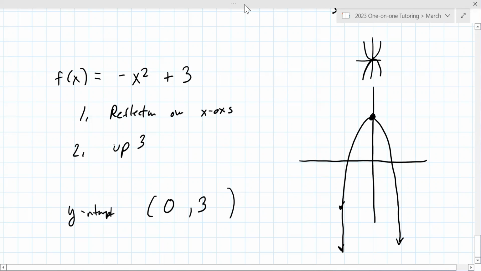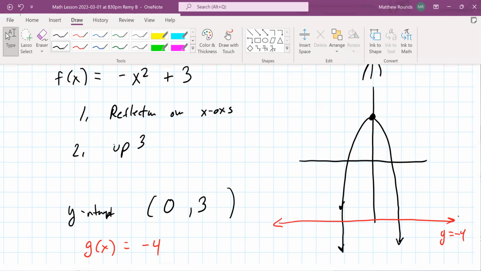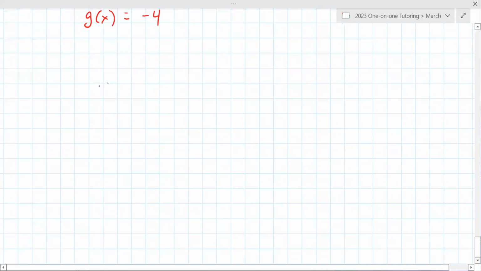All right, now let's let g of x equal -4. Do you see how this is a line y equals -4? Yeah, I do. We're gonna set f of x equal to g of x. We're gonna write minus x squared plus 3 equals -4. So let's do that here. We want to solve for x.